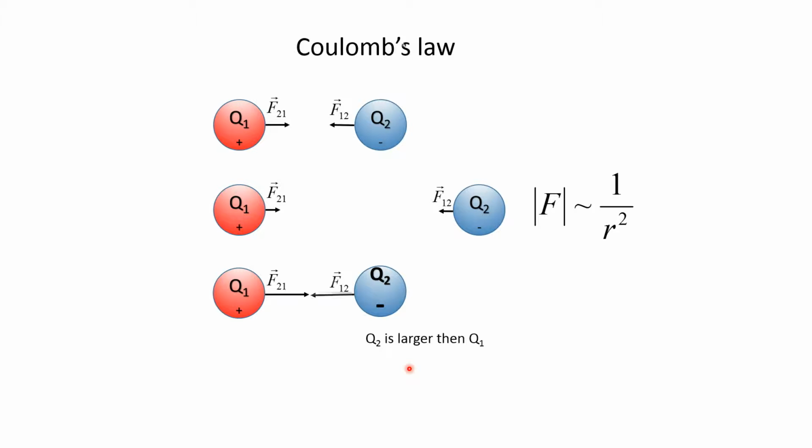And both forces became larger, which is quite logical, because if Q2 is larger, he will pull harder on Q1. But because he is larger, Q1 will also be pulled upon harder by Q2. So we can say that the force is proportional to both charges.